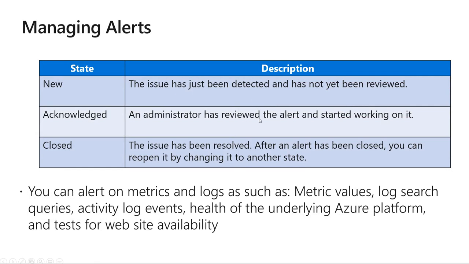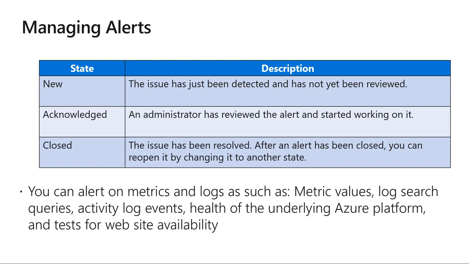Managing alerts. So the alert state is different and independent of the monitor condition. Alert state is set by the user. Monitor condition is set by the system. You see, earlier I didn't demonstrate that, so sorry. So when the alert fires, the alert's monitor condition is set to fired. When the underlying condition that caused the alert to fire clears, the monitor condition is set to resolved. The alert state isn't changed until the user changes it. You can set the state of the alert to specify where it is in the resolution process.